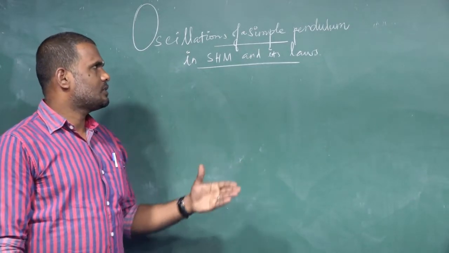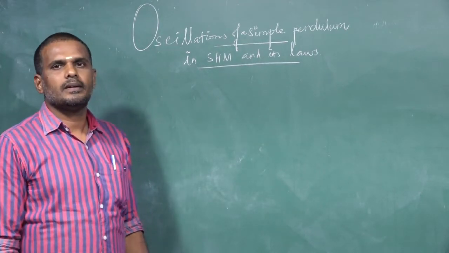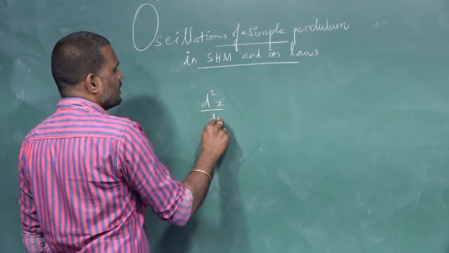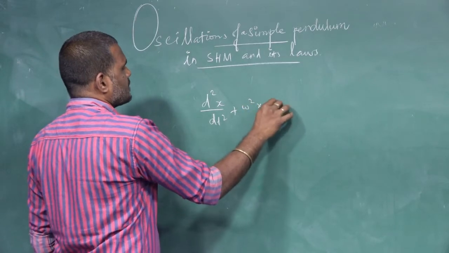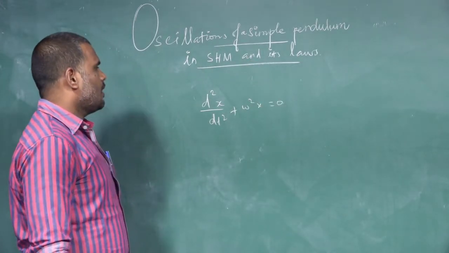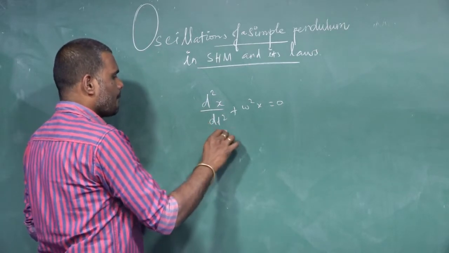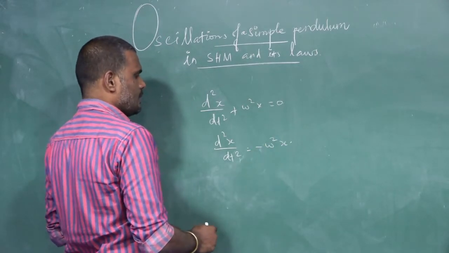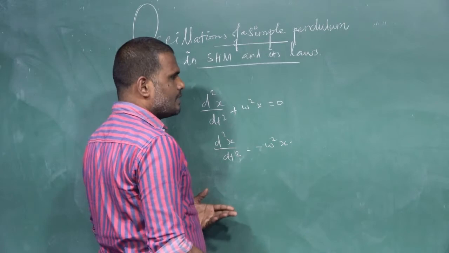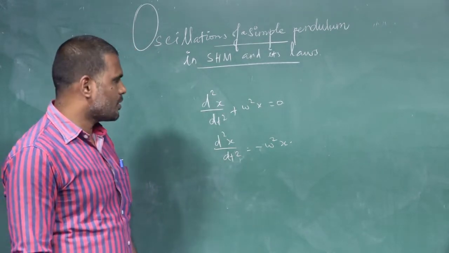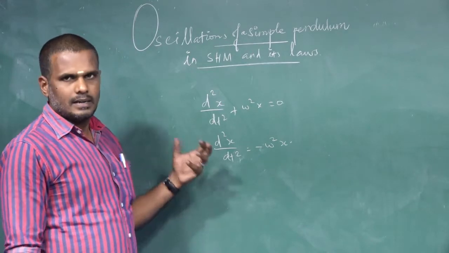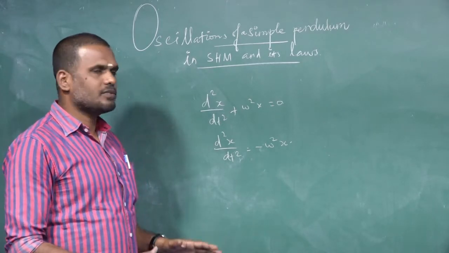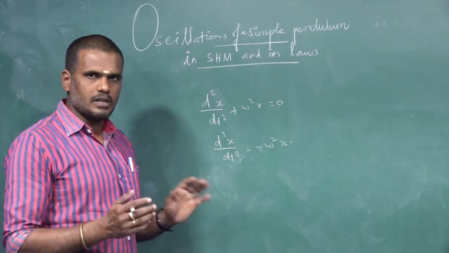Before speaking about the oscillations of a simple pendulum, as you know very well, the differential equation for simple harmonic motion is d square x by dt square plus omega square x is equal to 0. Or otherwise I can write d square x by dt square equals minus omega square x. If I get this form, then this gives you a linear differential equation for simple harmonic motion. If I get an expression like this for the oscillation of a simple pendulum, then I can say the oscillation of a simple pendulum is also a simple harmonic motion.